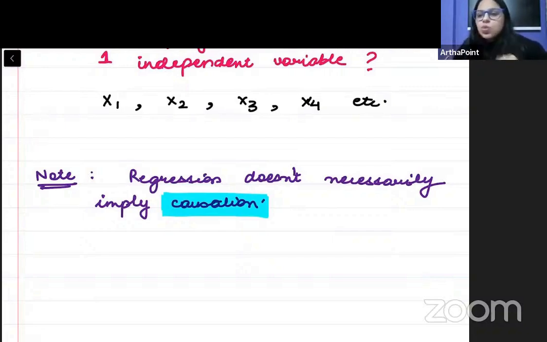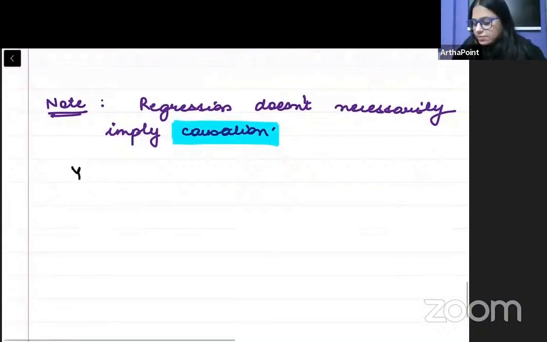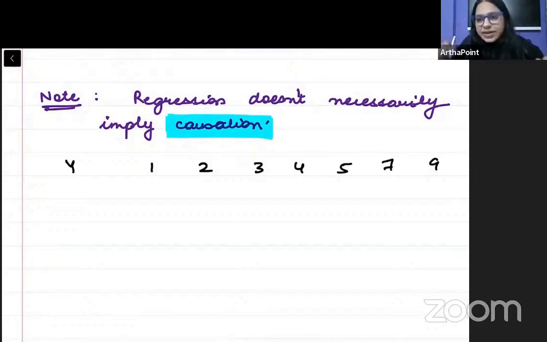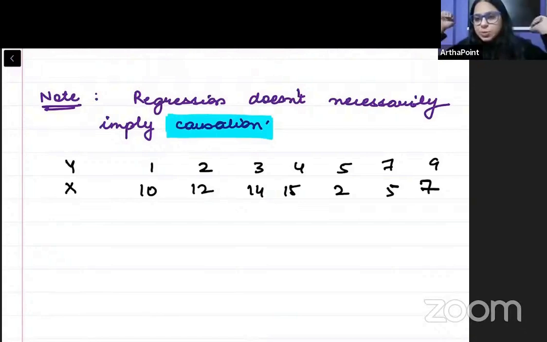But sometimes what will happen, if I give you two random data sets, I tell you, look, my dependent variable is y. Y values are 1, 2, 3, 4, 5, 7, 9. My independent variable is x, and x values are 10, 12, 14, 15, 2, 5, 7. I tell you, do regression between them. I will teach you कैसे करना है, regression is a big thing. बाद में सीखेंगे. But I tell you, do regression between them.